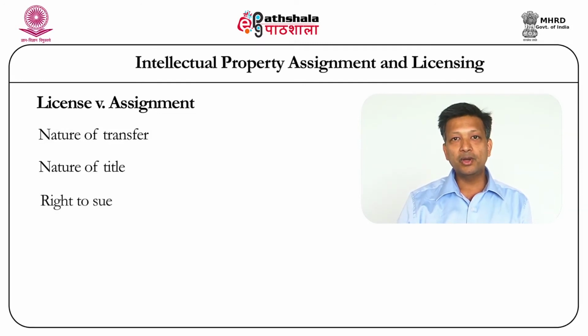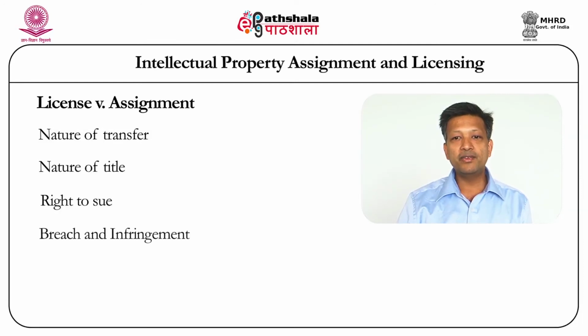The right to sue. Normally, a licensee has no right to sue the infringer of intellectual property, but some statutes like Copyright and Patents Act have granted limited rights of suing or pursuing the infringers. Those limited rights are available with certain kinds of licenses like exclusive licenses. Otherwise, the licensees have no independent right to sue the infringer or pursue the infringer, whereas the assignee always gets the right to sue the infringer.